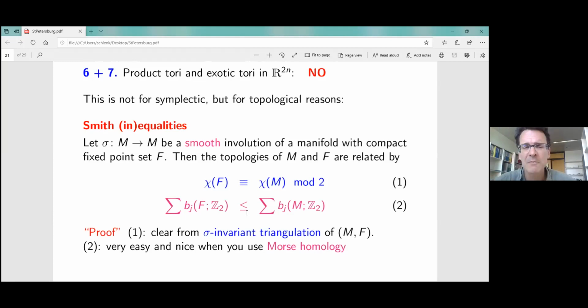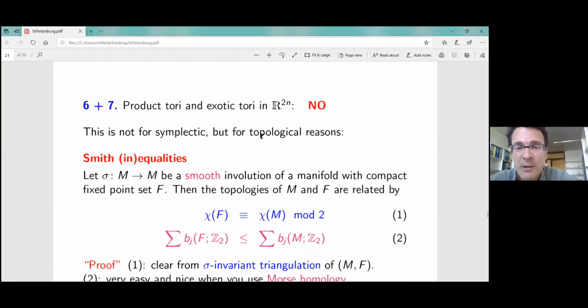And this oftentimes gives you restrictions. Now let's do it immediately. A torus in R^2n: the Euler characteristic of the torus is 0, but the one of R^2n is 1. So already the first Smith inequality says no. And the second says even more, because the total topology of R^n is only 1, but in the torus it is 2 to the n. It's enormously wrong, right?